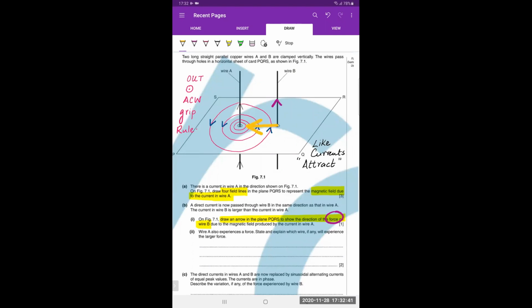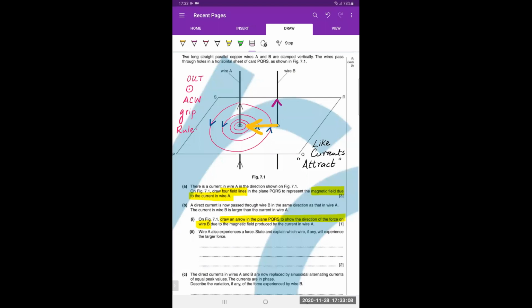Okay, so like currents are supposed to attract each other. You are supposed to mark the force on wire B due to the magnetic field produced by the current in wire A. Okay, so force on B. So since like currents attract each other, the force on B must be towards the left hand side. कुछ repeat करना हो तो please do let me know.